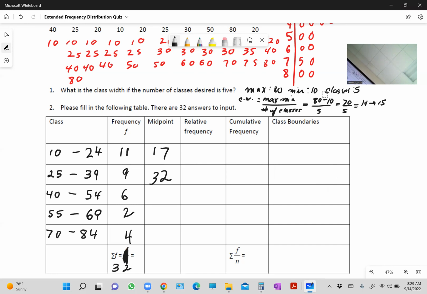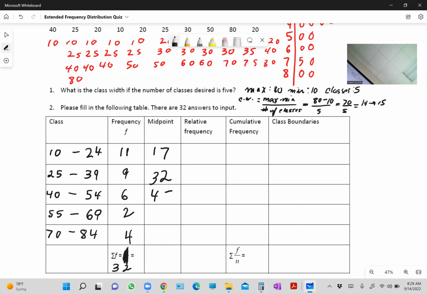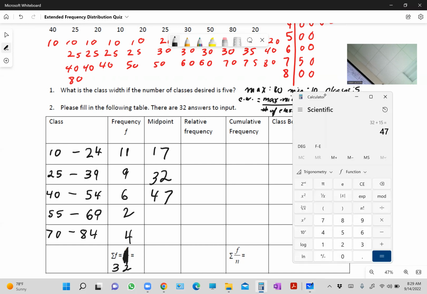So I'm just going to go ahead and do the rest to fill in. Plus 15, that's 47. Plus 15, that's 62.